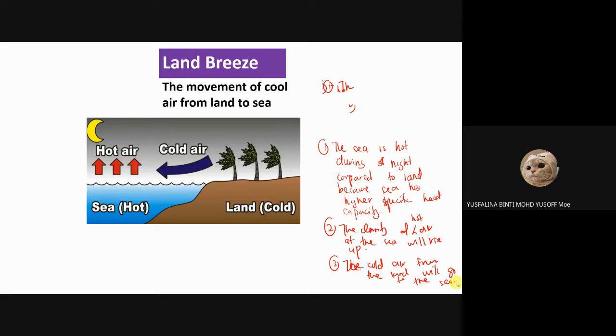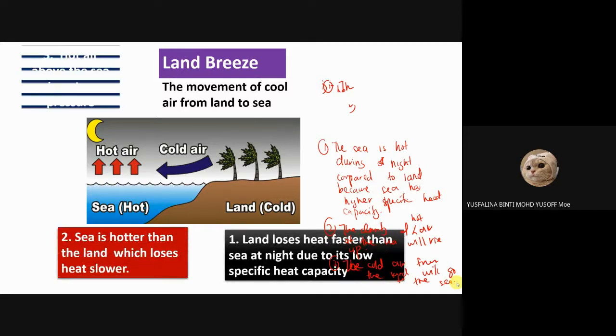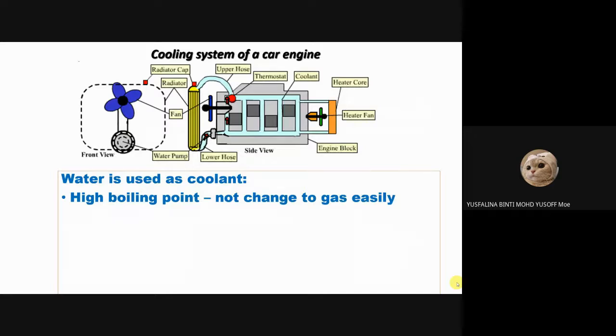All right, for the land breeze, because the sea has a high specific heat capacity, it will cool down slowly, right? So it's still hot. So the hot air over the sea will rise up, and the cool air from the land will go to the sea, so it becomes a land breeze. So every object that has a low specific heat capacity will heat up faster and cool down faster.